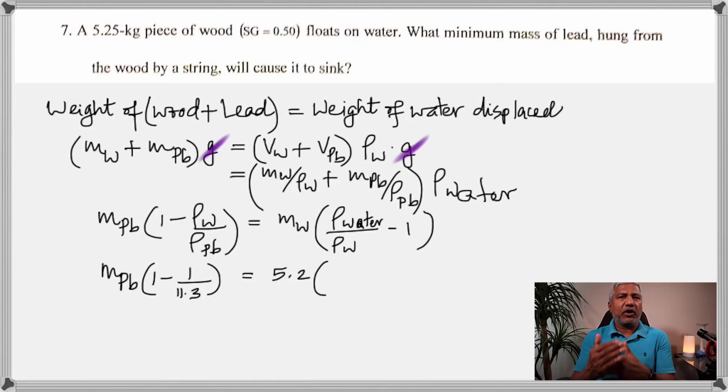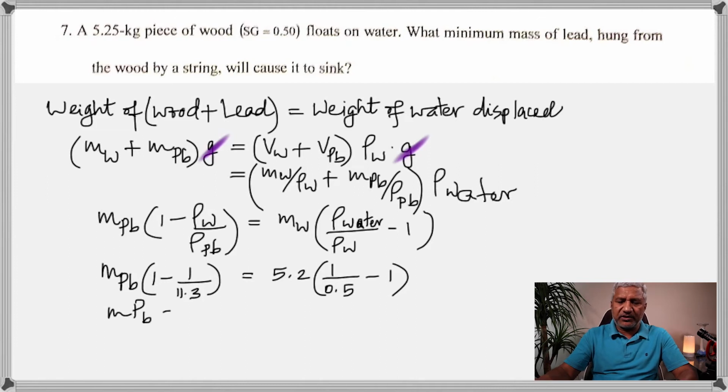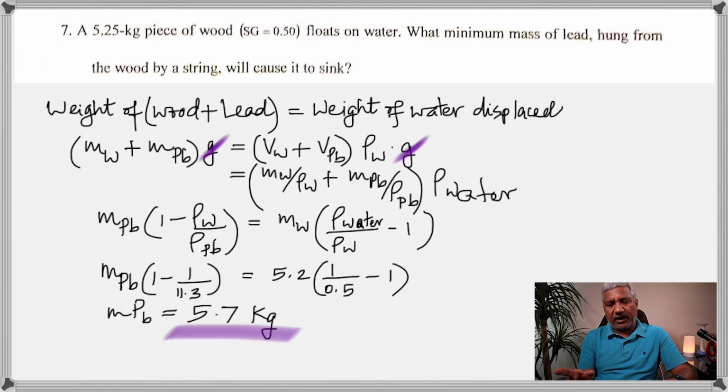So why did I take 1 by 11.3? Because it's backwards. Specific gravity is what? It's the ratio of density of lead divided by the density of water. But since in the formula you have it backwards, that's why we are having to put 1 by 11.3. Okay, so the mass of wood is 5.2. And then again on the right side, it's 1 by 0.5. And when you do the math, you're going to get 5.7 kilograms.